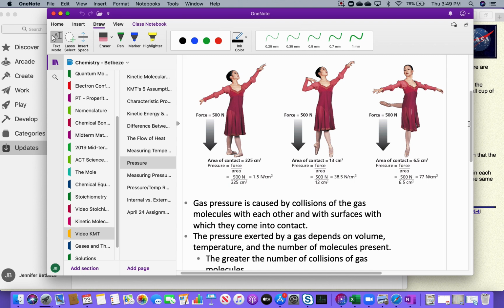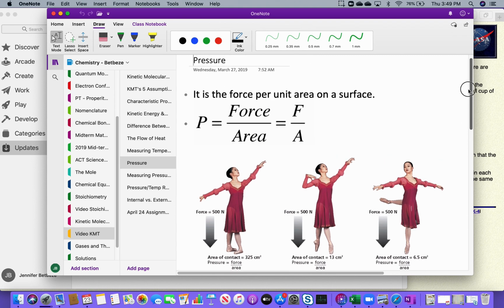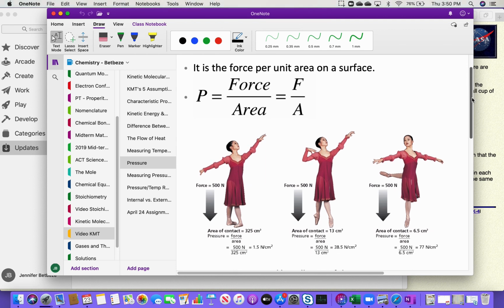All right, let's look at pressure. Pressure is the force per unit area on a surface. So force over area. Now, I'm not going to have you work problems per se in like this. You will be responsible for doing some pressure conversions, but not necessarily using this formula. But I wanted you to see it so that you could understand the relationship.